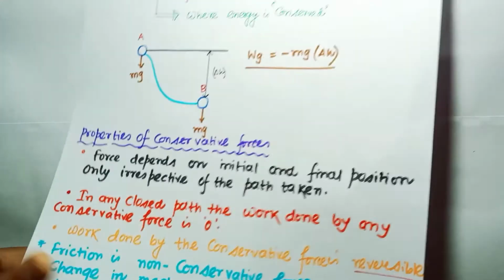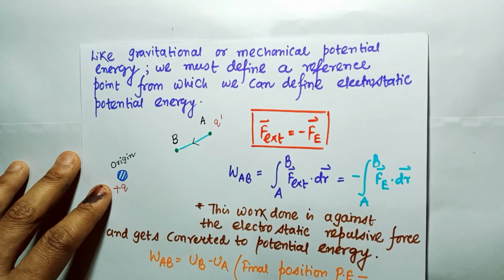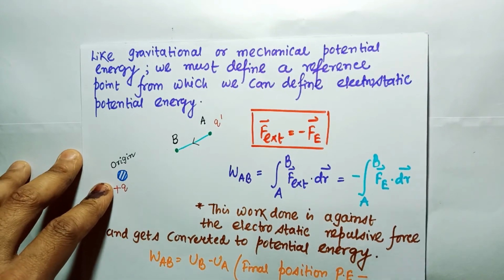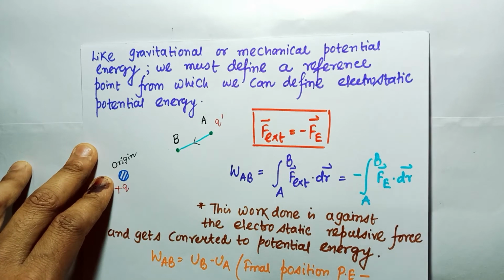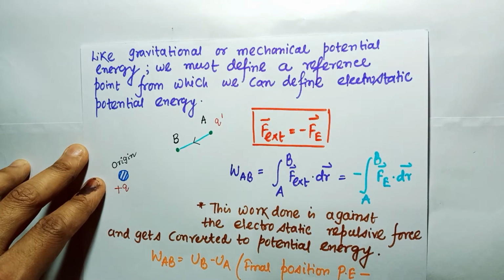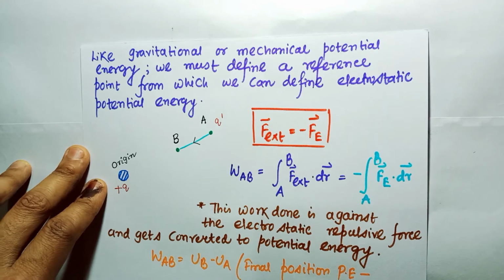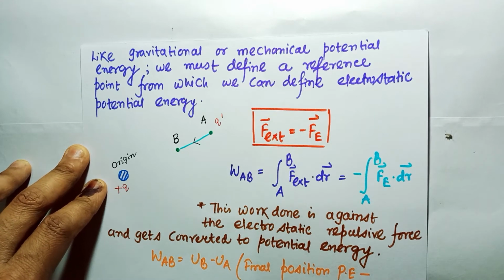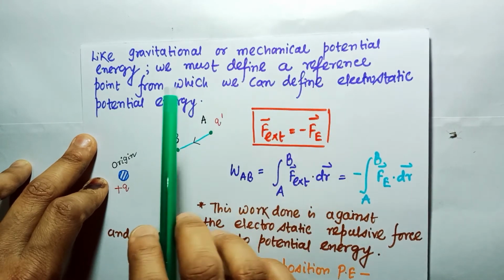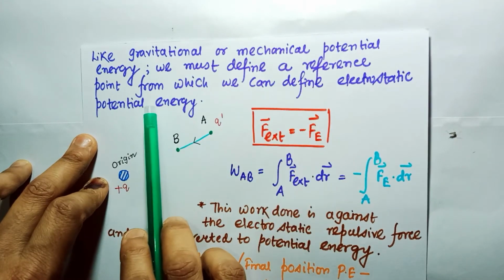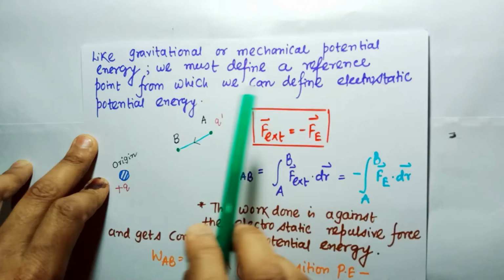So from our previous discussion, we are now on the way to prove that the electrostatic force, like the gravitational force, is also a conservative one. So there must be a quantity called electrostatic potential, analogous to gravitational potential. Like gravitational or mechanical potential energy, we must define a reference point from which we can define electrostatic potential energy.